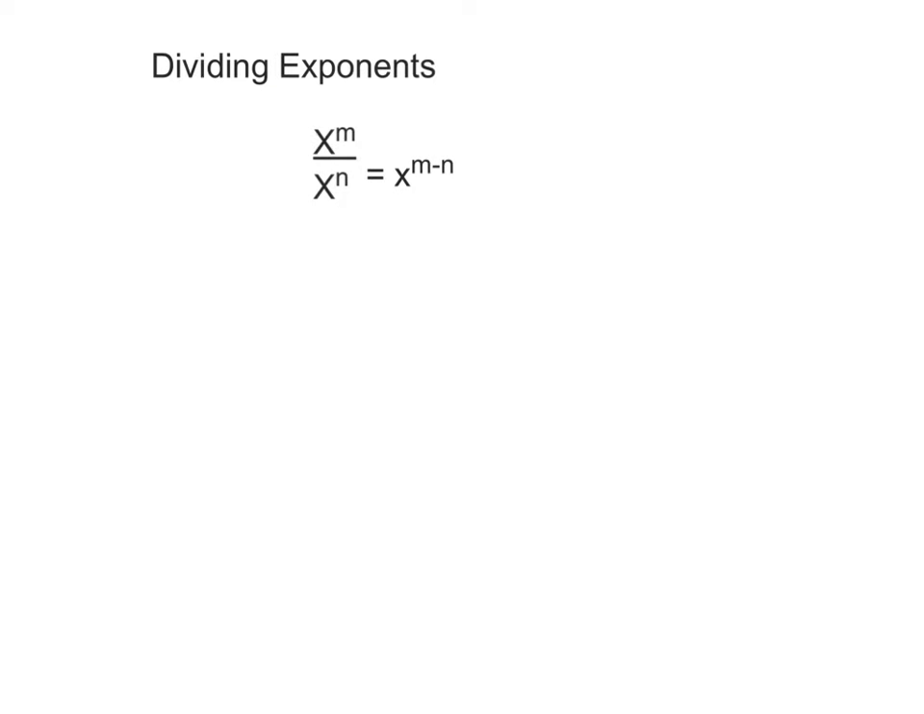When dividing exponents, you keep the base and subtract the powers. Try the problems in pink, pause the video, and then I'll give you the answers. 5 to the 8th divided by 5 squared, or 5 to the second, would get us 5 to the 6th, and y to the 15th over y to the 4th would get us y to the 11th.